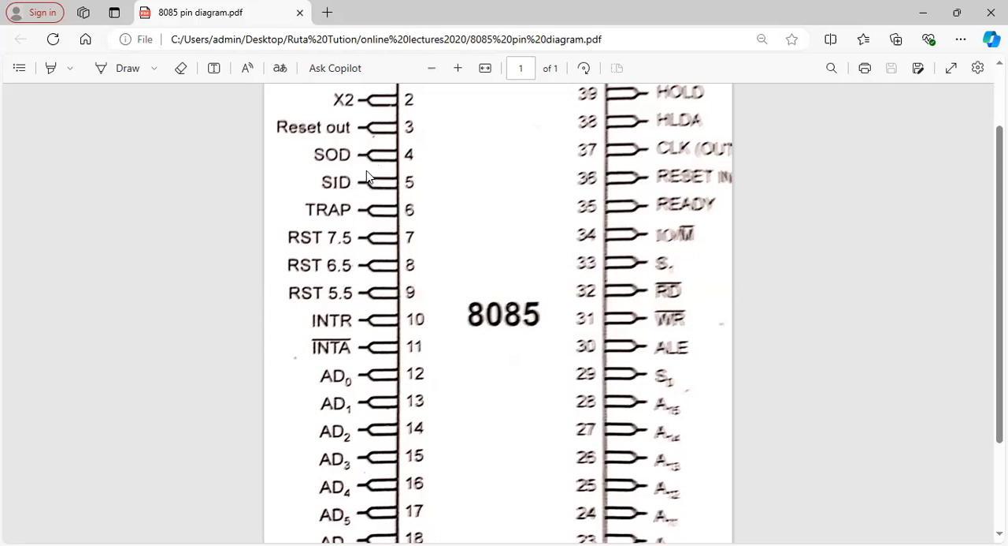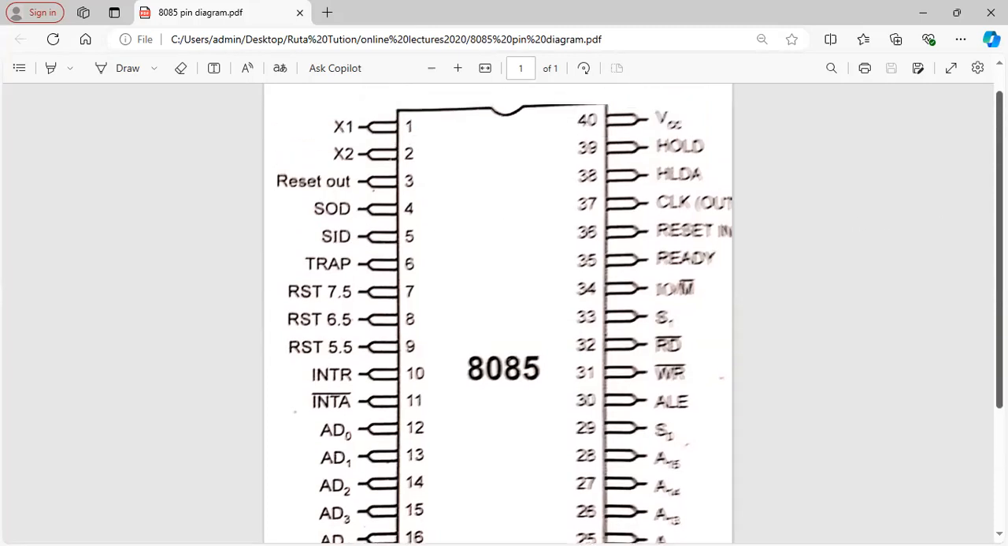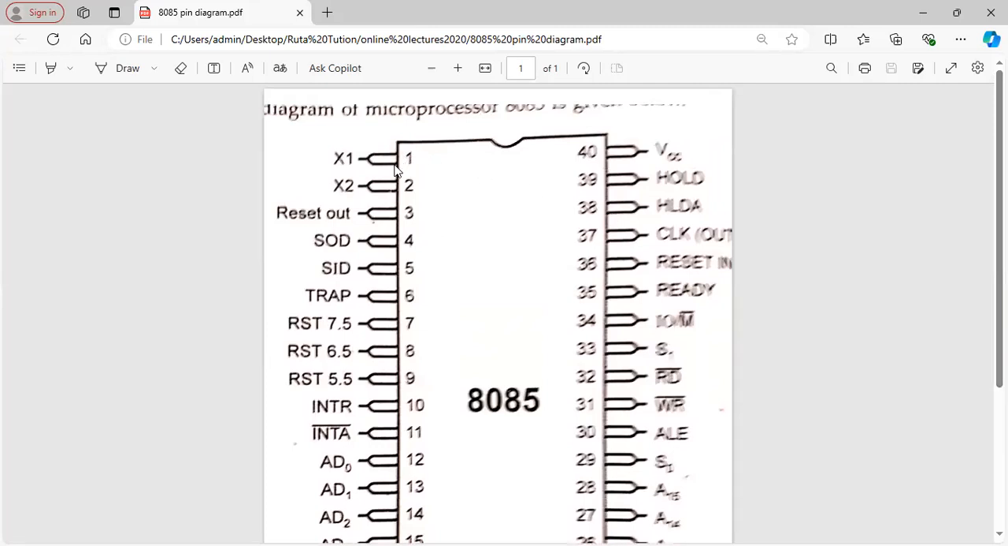Then if you see, X1 and X2 are the crystal inputs. A crystal is a device which gives the clock signal to the microprocessor. So these are input pins. The crystal frequency is 5 to 6 megahertz. Now exactly half the frequency will be sent on the clock out signal, so a 2.5 to 3 megahertz signal is sent on this. This is the clock out output pin. It is used to synchronize the whole operation of the microprocessor with the external device.